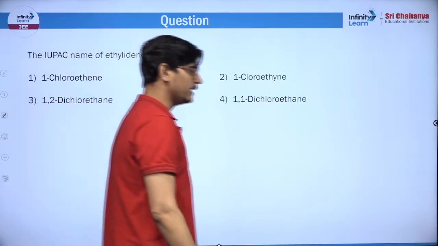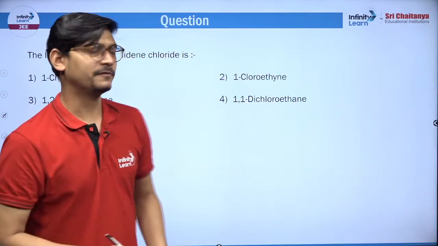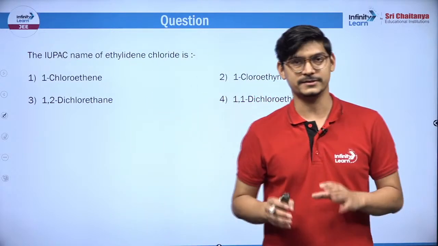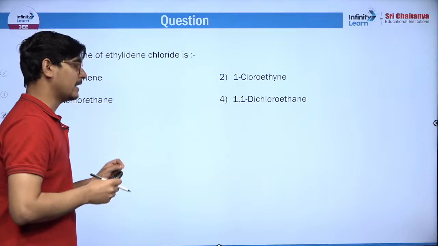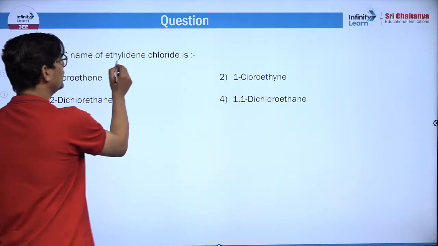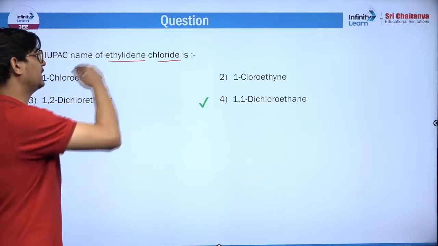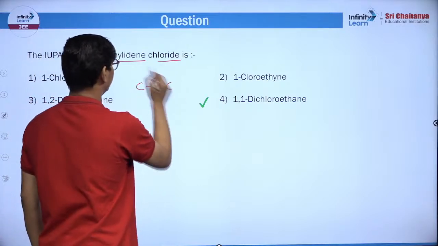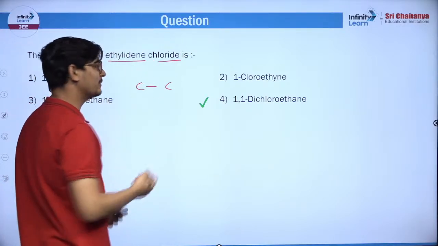Then the IUPAC name of ethylene chloride. Okay, so there are two types of compounds which have two similar groups. They could be geminal or vicinal. Geminal is twins, having similar groups on the same carbon atom, and vicinal is having similar groups on adjacent carbon atoms, right? Vicinity. So basically alkylidene halide means geminal, and alkylene dihalide means vicinal. So ethylene chloride is nothing but... If D comes first, it is geminal. If D comes later, it is vicinal. That is how I remembered it, guys.